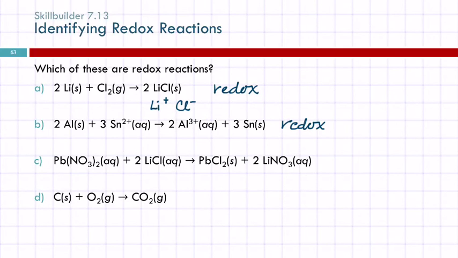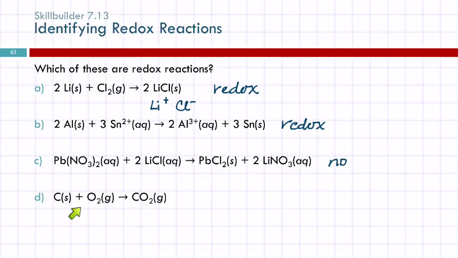These guys were ions, and what's happening is when we mix, the lead and the chloride like each other, and they go off to a corner of the party. So is this a redox reaction? No. It's a precipitation reaction, but it's not a redox.